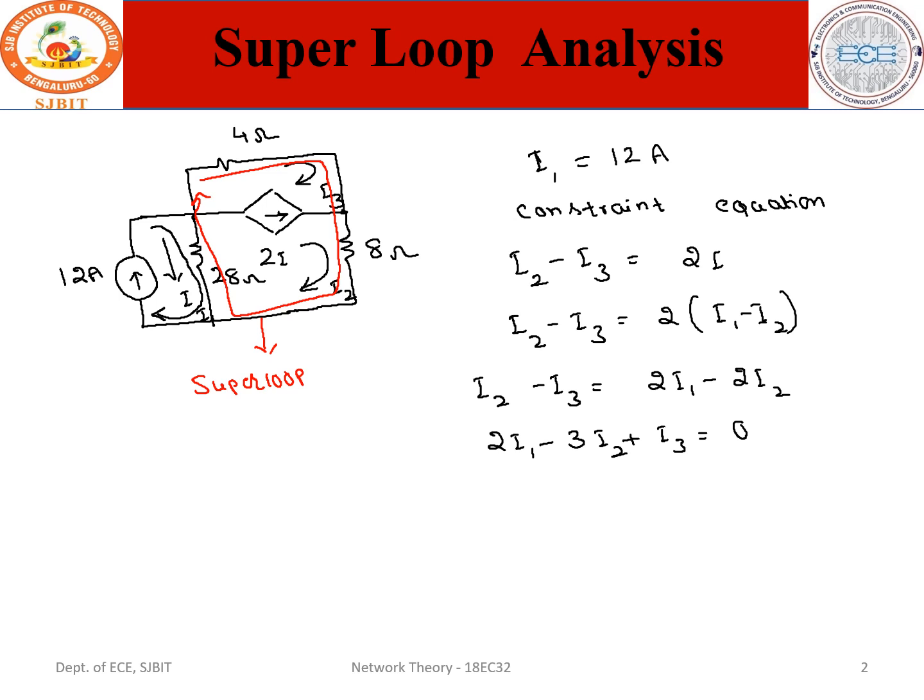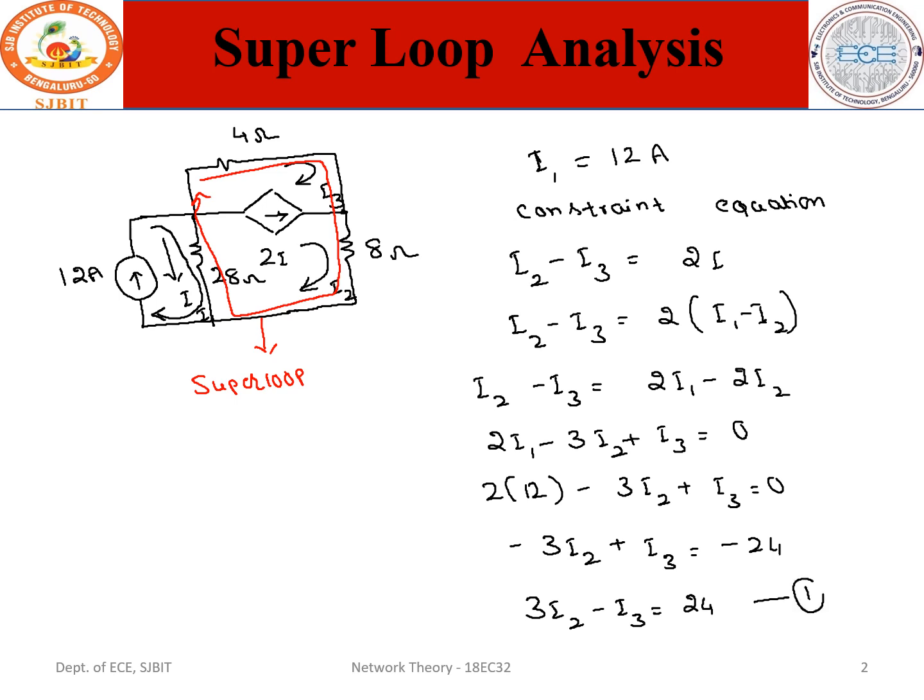Already we know the value of I1, so you can substitute: 2 into 12 minus 3I2 plus I3 is equal to 0. This becomes minus 3I2 plus I3 is equal to minus 24, or you can write it as 3I2 minus I3 is equal to 24. Call this equation 1.